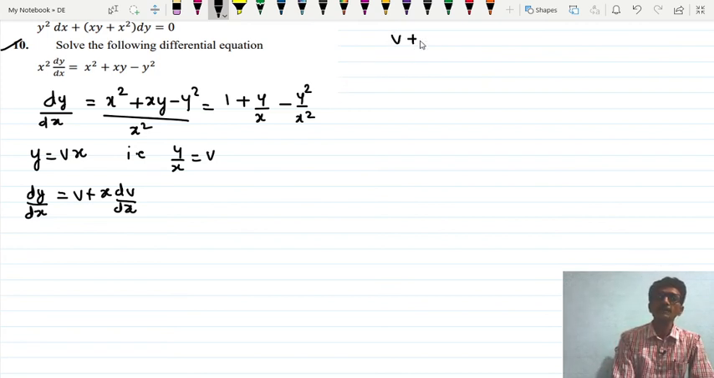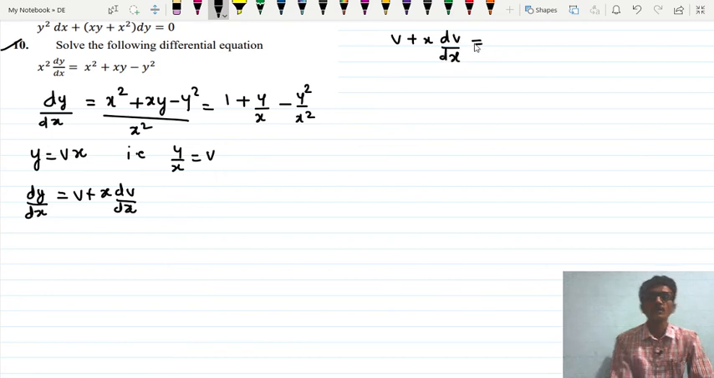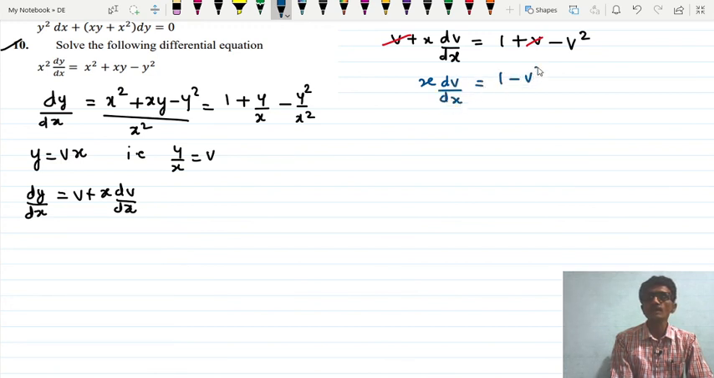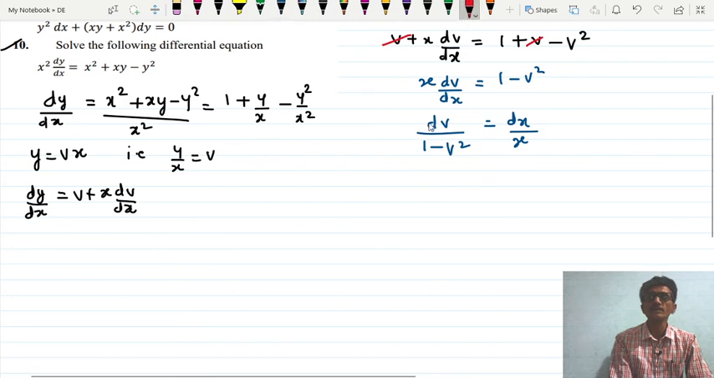v plus x dv by dx. The right hand side is 1 plus v minus v square. Then this v is getting cancelled over here. What is left then? x dv by dx. The right hand side is 1 minus v square. Write in variable separable form: dv upon 1 minus v square is equal to dx upon x, and finally we integrate it.